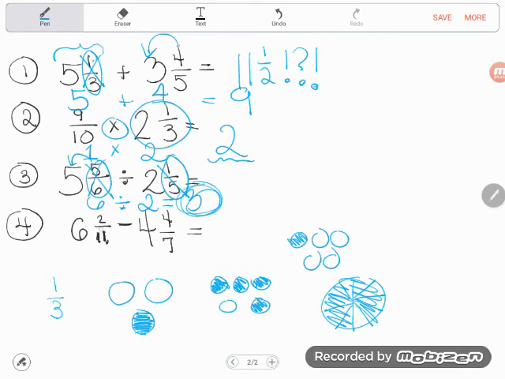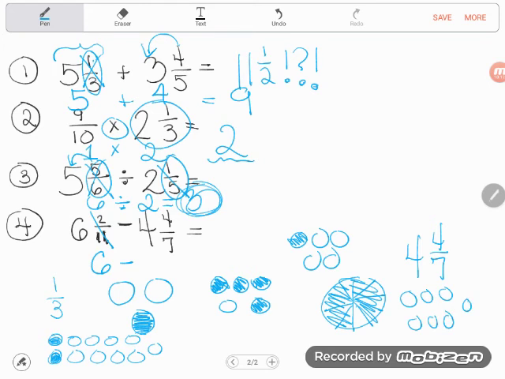Okay, one last problem here. 6 and 2/11. Well, 2 out of 11. Imagine you had 11 things, 11 total pieces, but out of those 11 pieces, you only have 2 of them. Do you have half? No, you have much less than half. We're going to call that too small to matter, so we'll round down to 6. And then 4 and 4/7. That one's a little trickier. Again, asking myself, am I closer to 4 or closer to 5? Well, if there's 7 things, and I've got 4 of them, I'm just over half, big enough to round up. I'll call that 5. 6 minus 5 is 1. I'm expecting an answer of about 1. Again, not perfectly 1 because I've rounded here, but about 1.